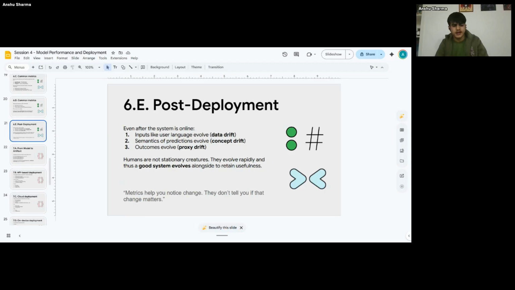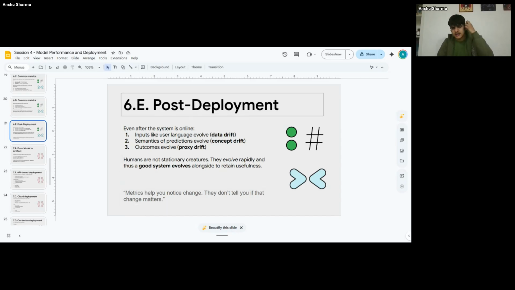So there are some other metrics that after deployment we need to focus on, and those metrics are data drift, concept drift, and proxy drift. So let's say you deployed a model that predicts house prices, right? So there can be three types of drifts that affect the performance of your model.